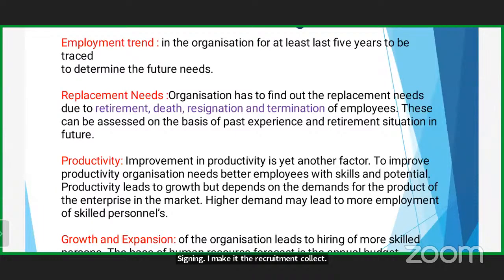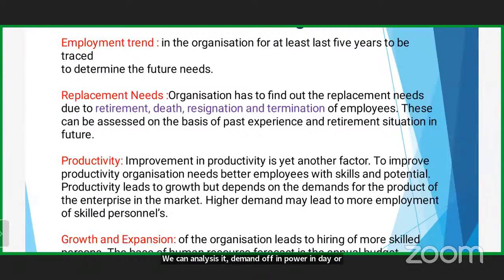If we take the last 5-year ratio, the last 5-year trend analysis, then we can get a general picture for the future. We can make an assumption and predict that this much manpower we need for the future requirement. It may be 100, it may be 200, it may be 500; we can forecast. Right? So this is the employment trend. Basing on this, we can analyze the demand of manpower in the organization.